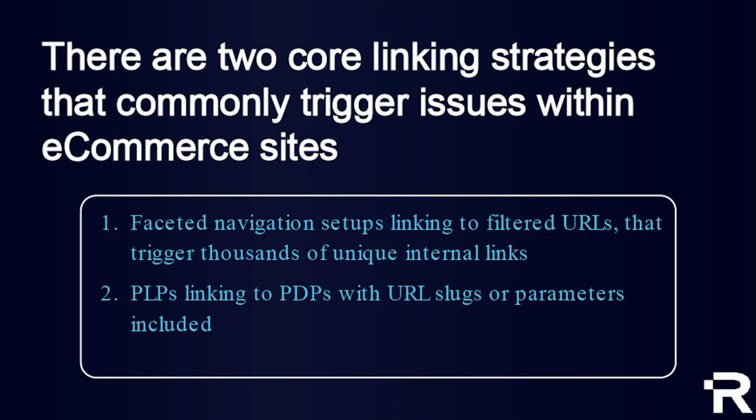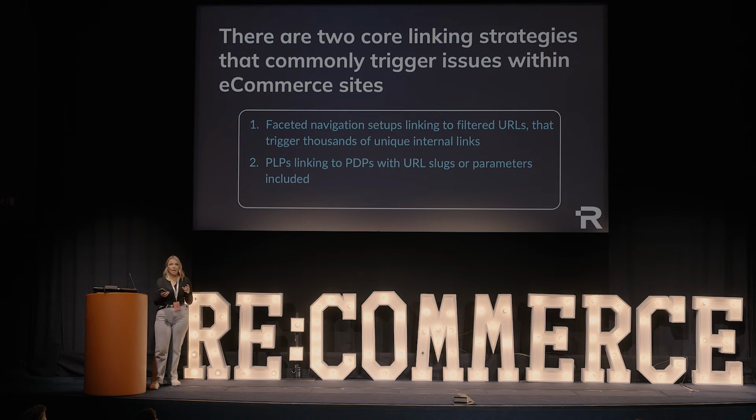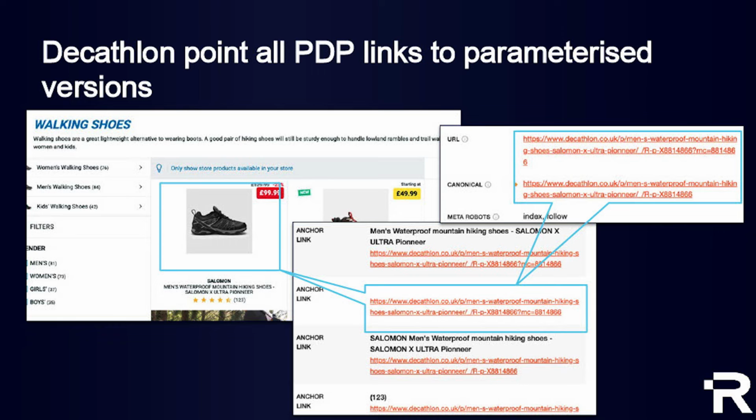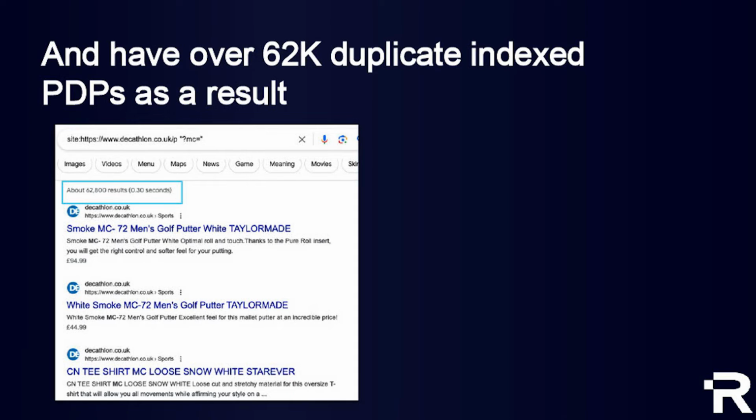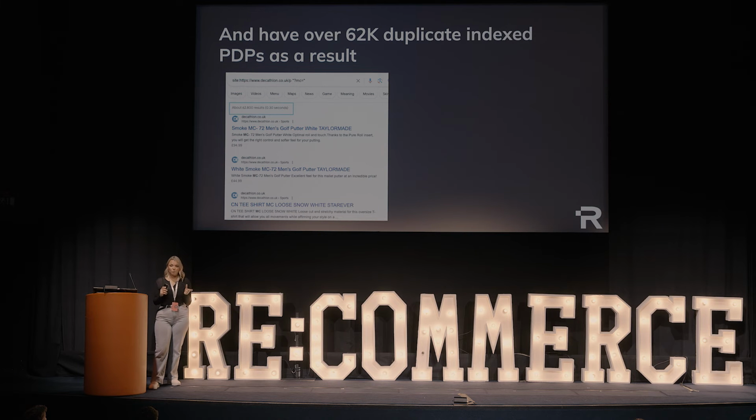And then the second thing that we typically see is when you've got your category pages linking into product pages that contain either URL slugs from the category page or parameters at the end. So again, we're using Decathlon here, but all of their product pages being linked to contain an MC number at the end, which is a part of a parameter. I'm guessing something to do with Merchant Center, but either way, it's not necessary for the URL for the user to access this page. And it's canonical to a URL without that on there.